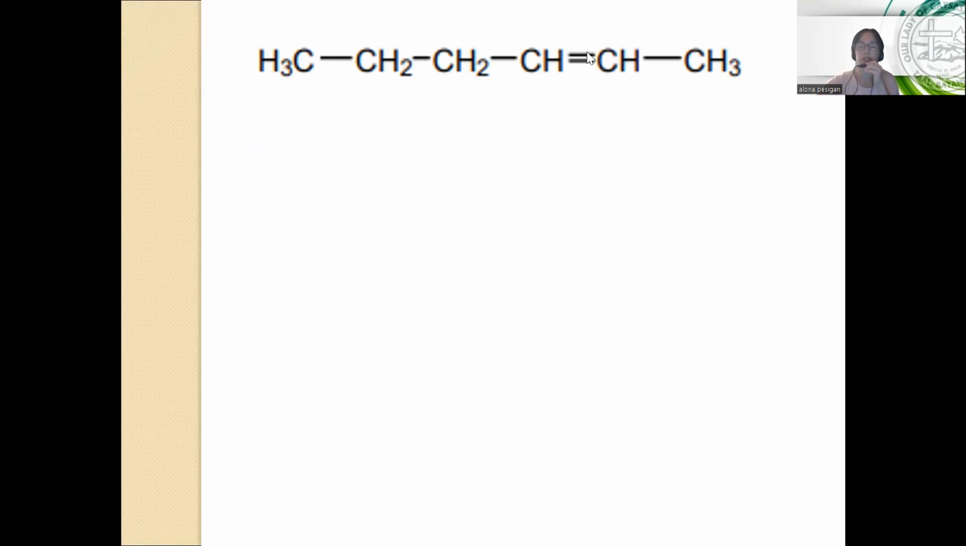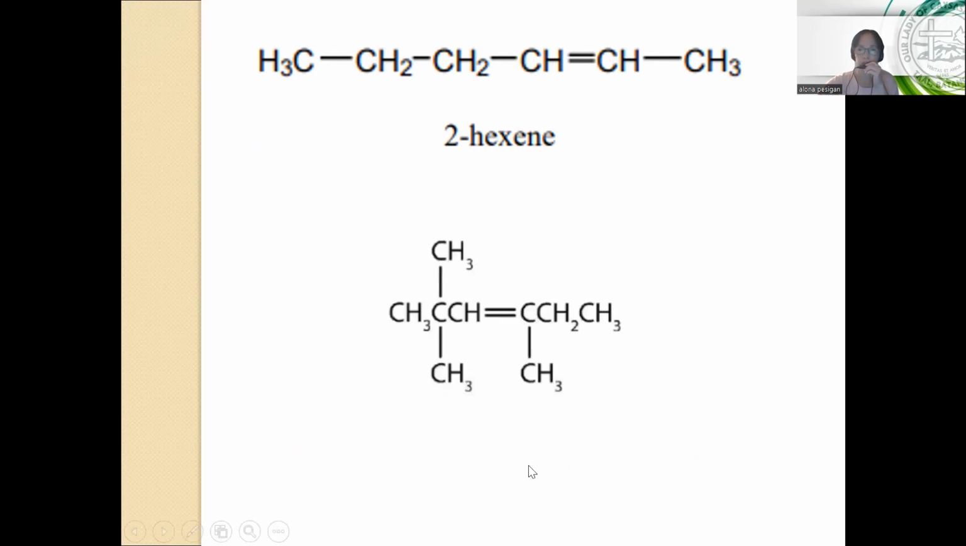The double bond falls in number 2. So it's named as 2-hexene, where 2 is the position and the parent is hexene. What about this one? Same, 1, 2, 3. So you may number here 1, 2, 3. The double bond is on 3, and the parent is 1, 2, 3, 4, 5, 6.